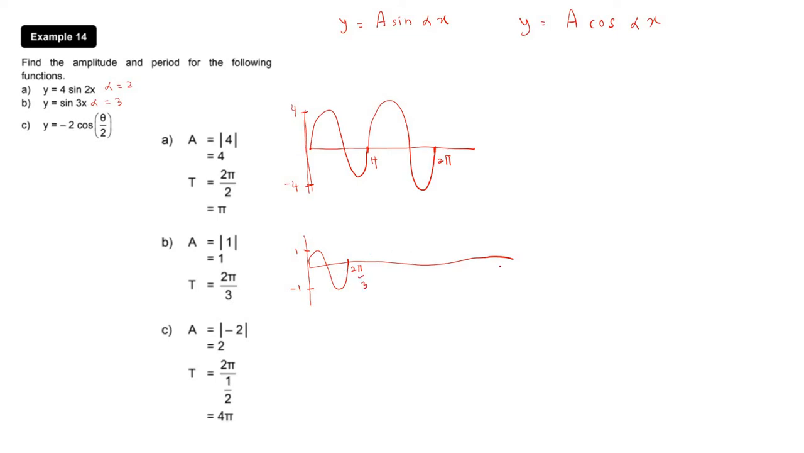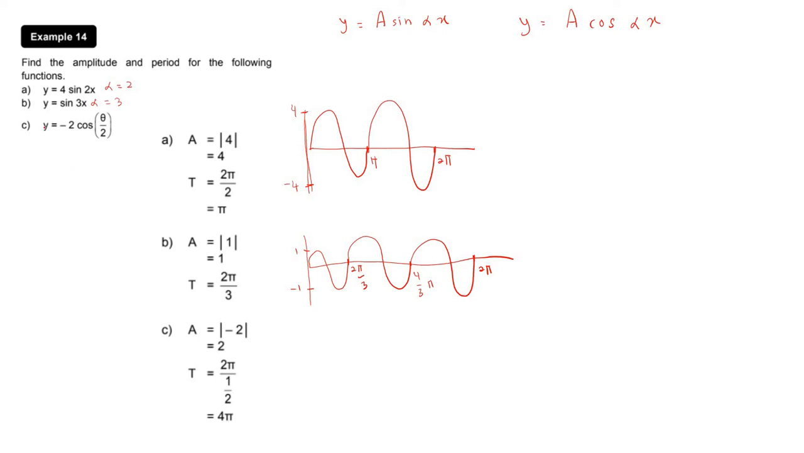If we want to do until 2 pi, we will get, okay, second cycle is 4 over 3 pi. Third cycle, 2 pi. So for 2 pi, we will get 3 complete cycle. Okay, sebab period 2 pi over 3. So satu cycle ni size dia cuma 2 pi per 3.